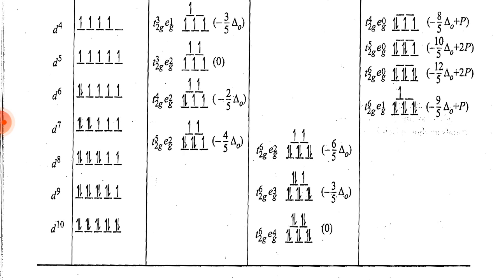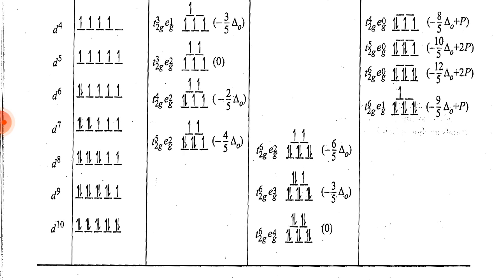And in low spin complex, t2g4 eg0, so 4 electrons will be present in t2g. The value will be minus 8 upon 5 delta 0 plus p. Then in d5, 5 electrons present, so t2g3 eg2 in high spin complex, but in low spin complex t2g5 eg0, all the electrons will pair with each other. So the value will be minus 10 upon 5 delta 0 plus 2p. This is CFSE for low spin complex.